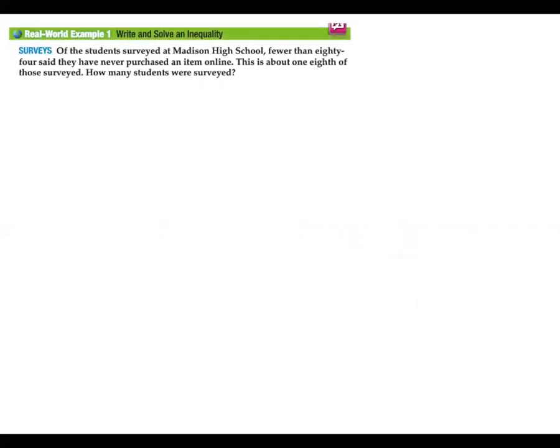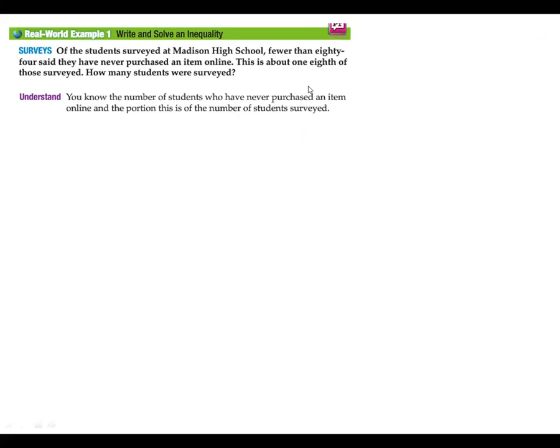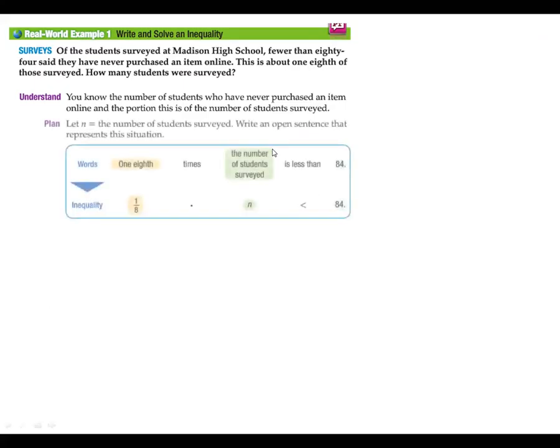Of the students surveyed at Madison High School, fewer than 84 said they had ever purchased an item online. This is about 1/8 of those surveyed. How many students were surveyed? Okay, so you know the number of students who have never purchased an item online and the portion of this number of the students surveyed. So I know that 1/8 times the actual number of students surveyed has to be less than 84, because it says that fewer than 84 said they never purchased an item online.